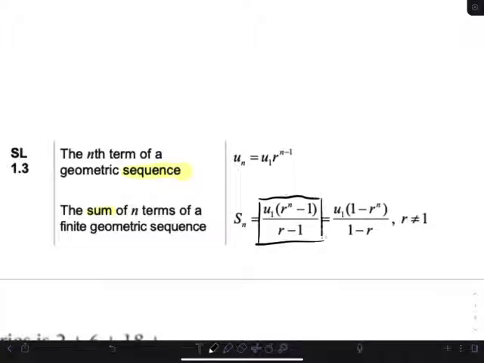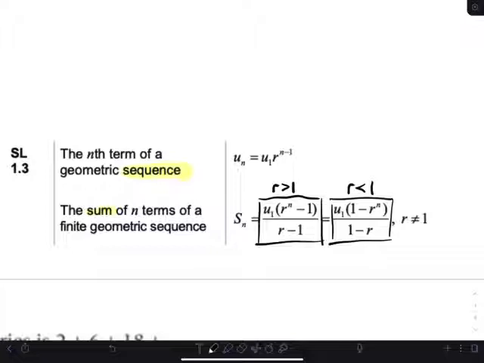Now you might notice, hold on, there's two formulas. There's this one and the one beside it. They are actually exactly the same. We tend to use this one when r is greater than 1, and we tend to use this one when r is less than 1. If r is equal to 1, you get a little problem in the denominator, because 1 minus 1 is 0, and dividing by 0 is very bad.